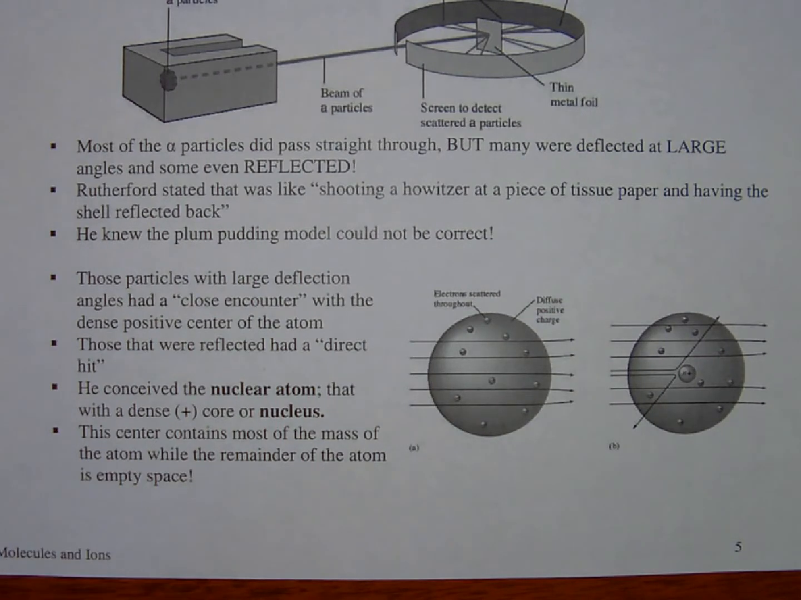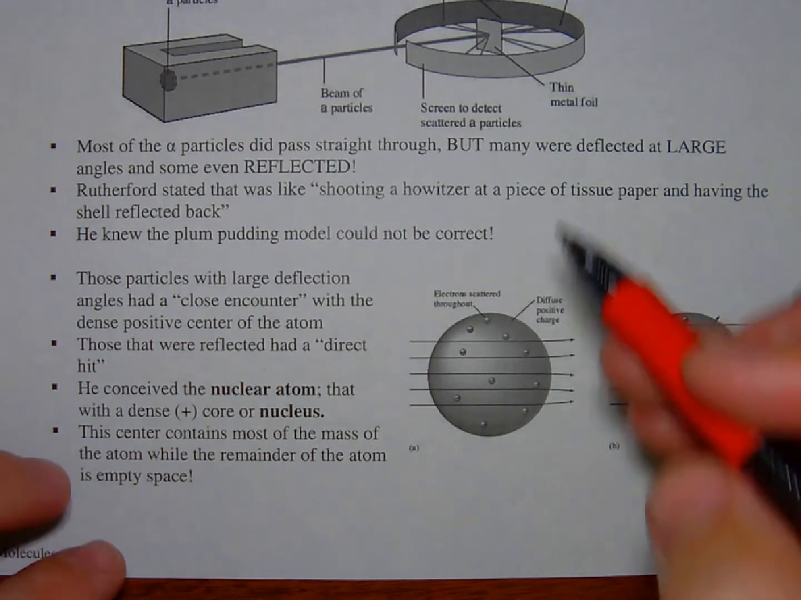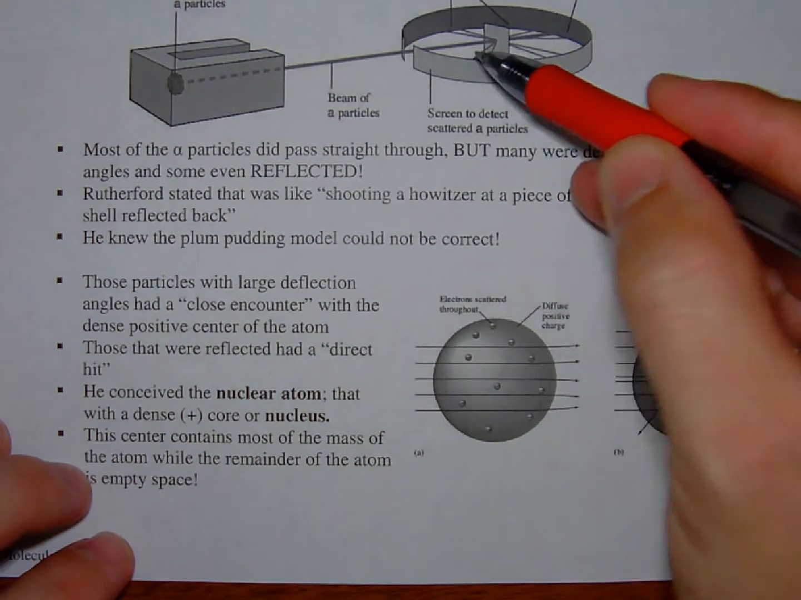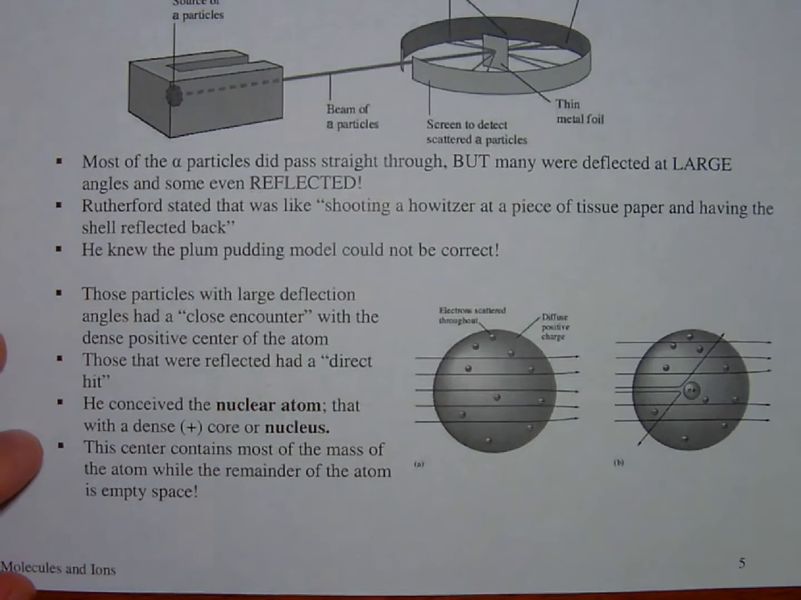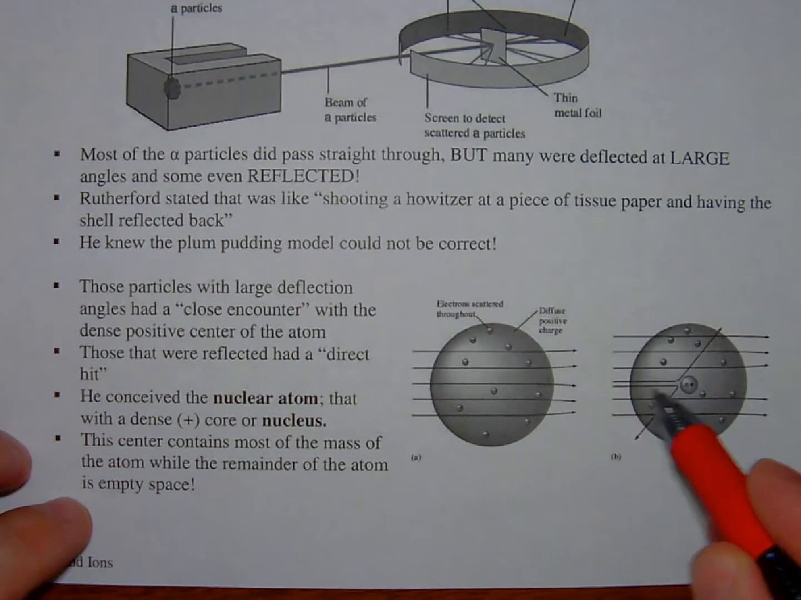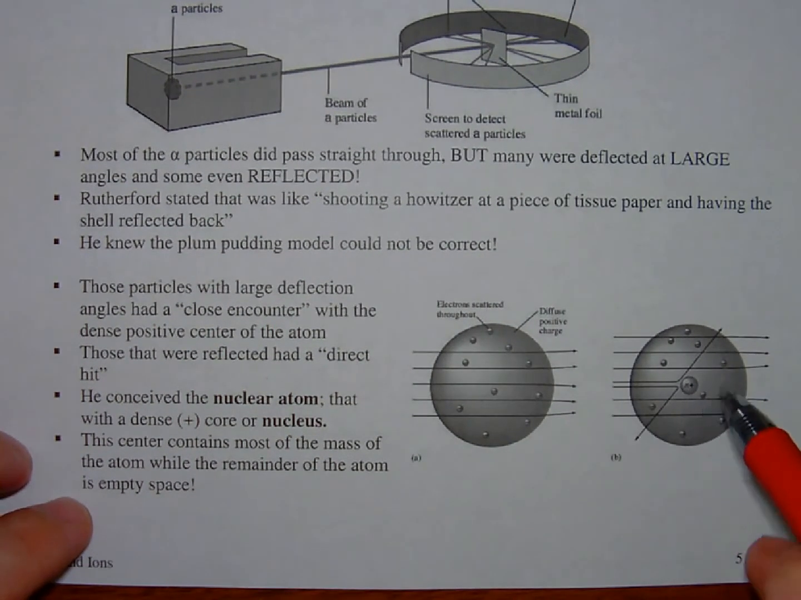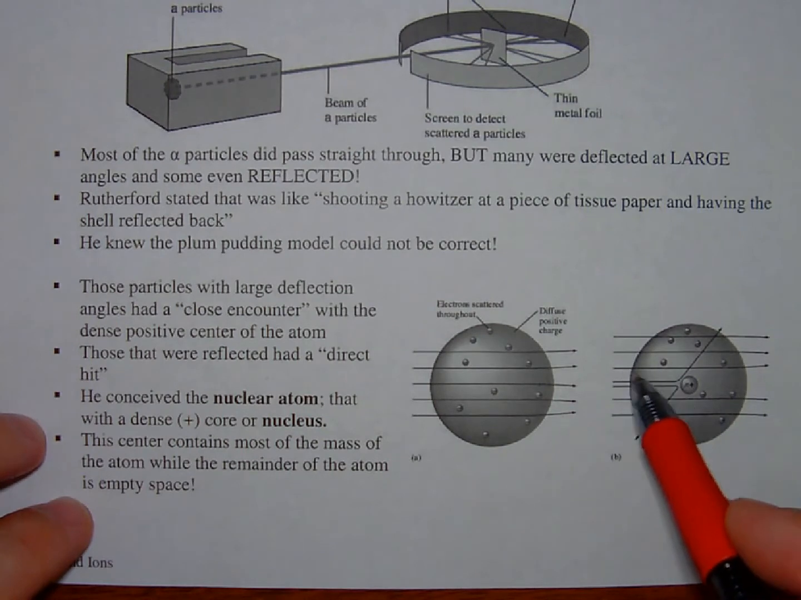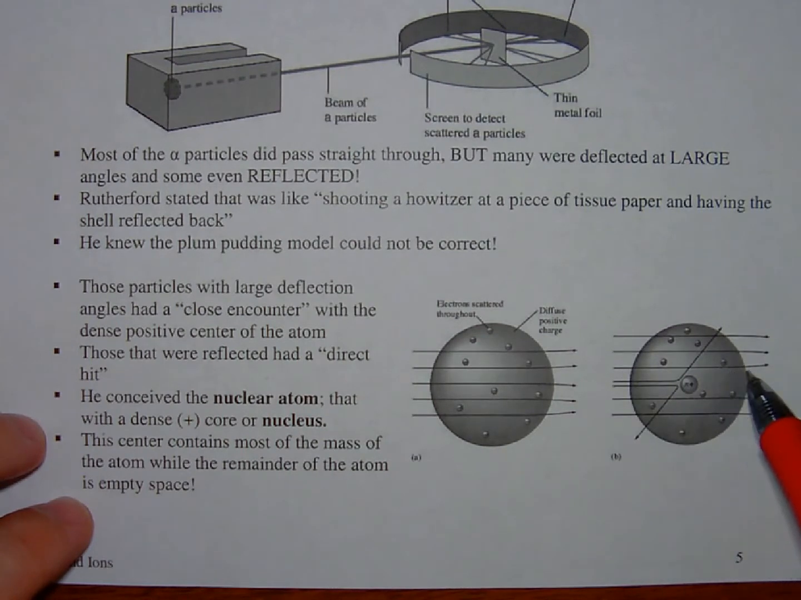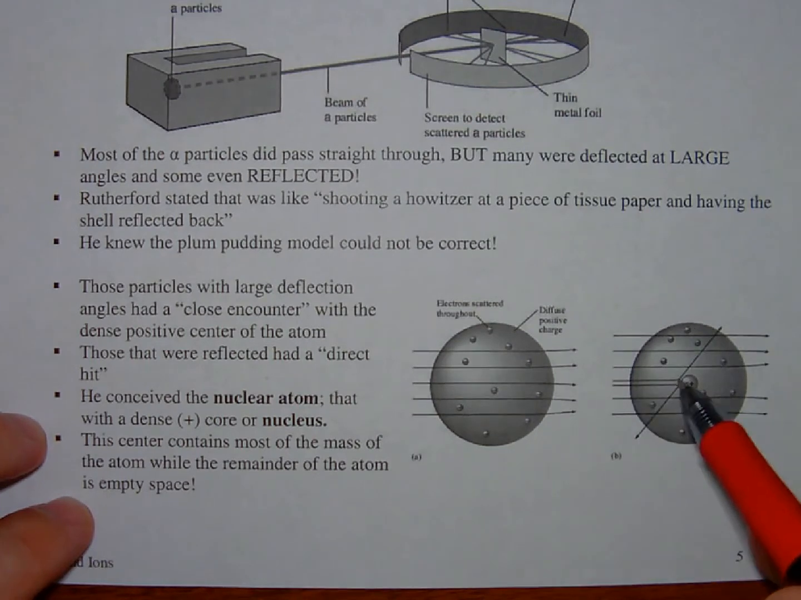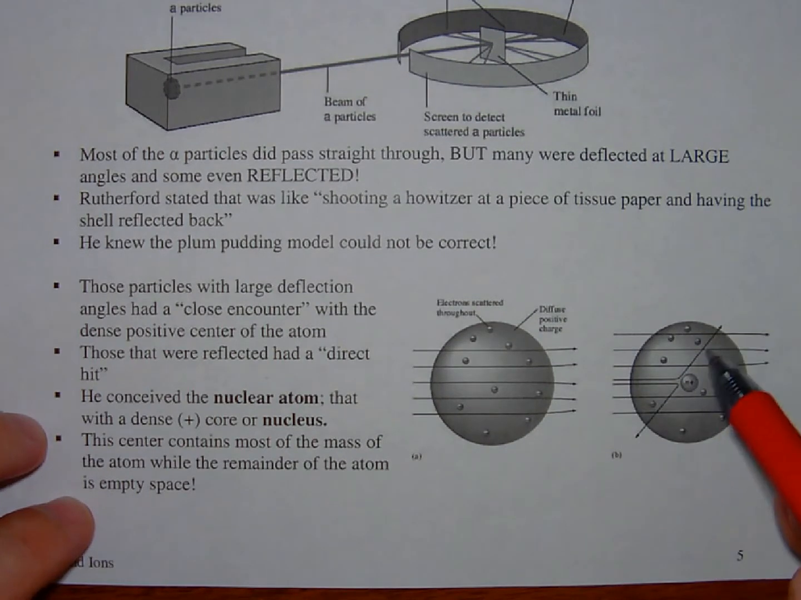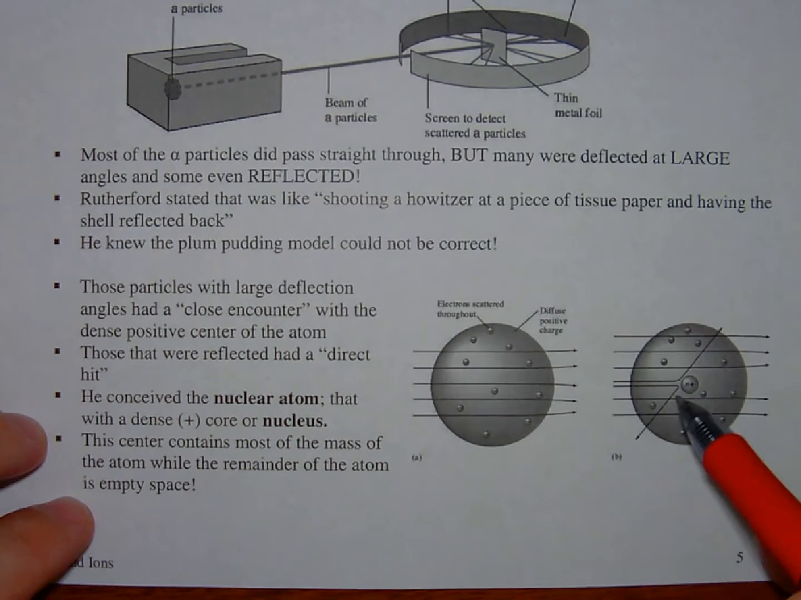So those particles with large deflection angles had a quote-unquote close encounter with a dense positive center of the atom. Those that were reflected, remember, these ones that went straight back, would have had a direct hit, right? They would have hit directly off of this center, this highly positive center. Now, when we say deflections, we're talking about, see how this arrow kind of changes its direction just a little bit, right? This was expected, but not this wide angle deflection right here, and not this reflection right here.